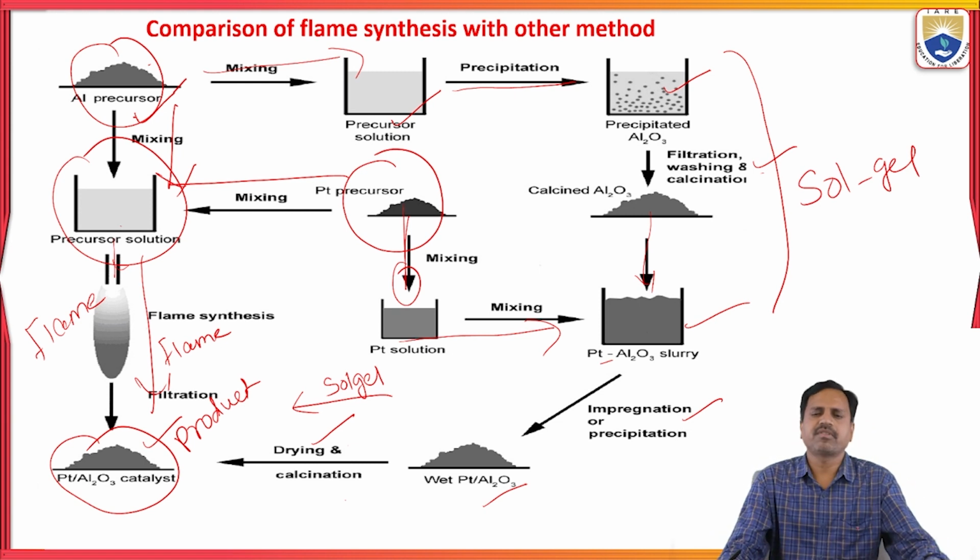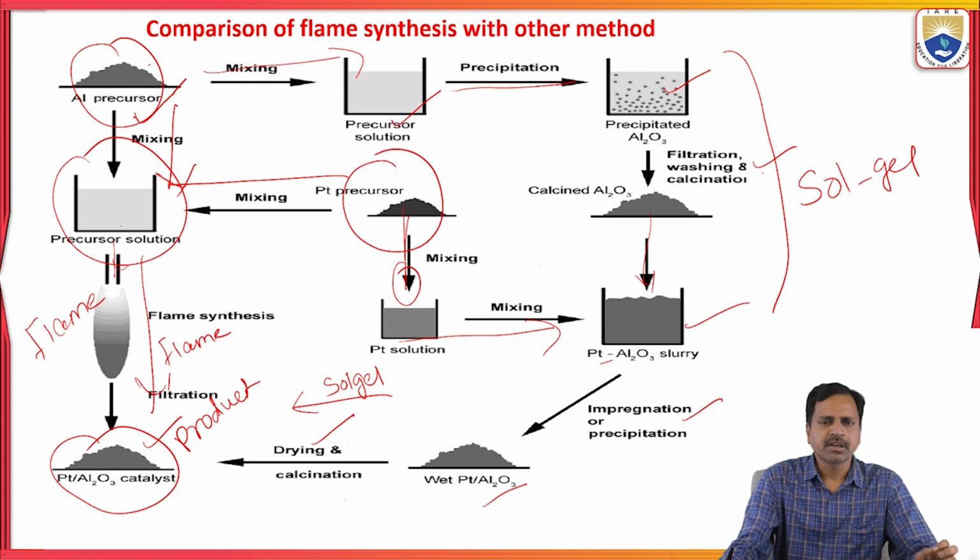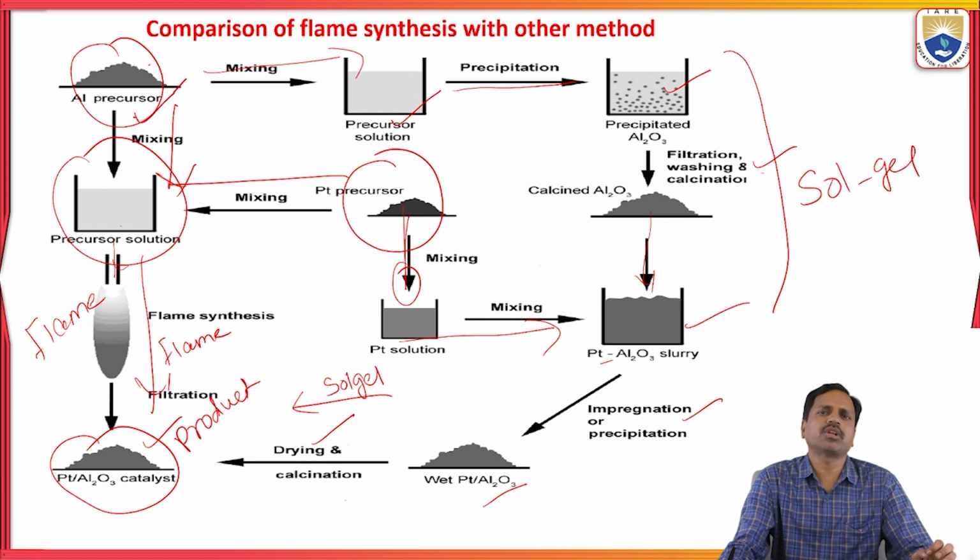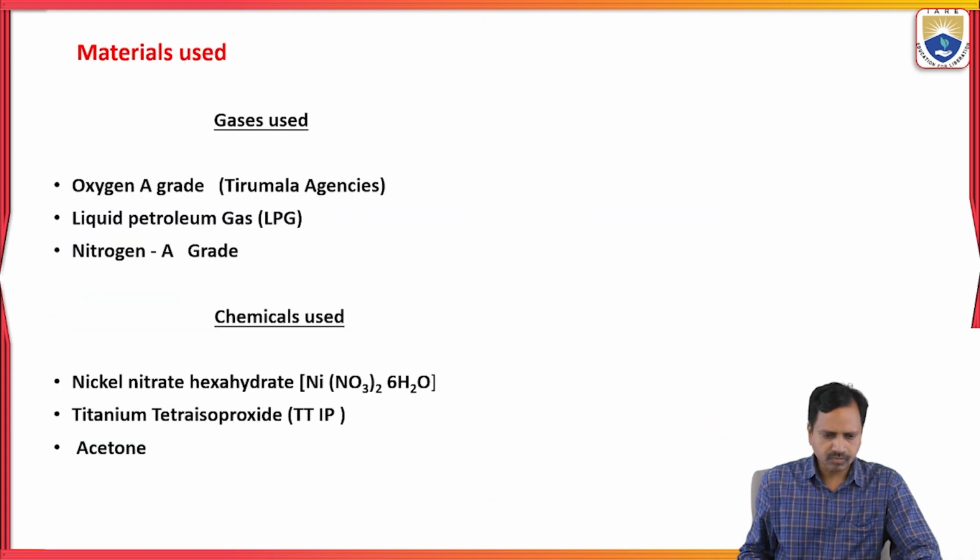So that's why the flame synthesis method is a very convenient method when compared to the sol-gel method, and it is a one-step mechanism. So we can say simply flame synthesis is a one-step mechanism, whereas the sol-gel method takes several steps for synthesizing nanomaterials.